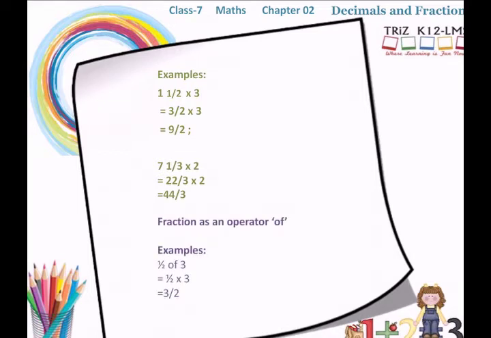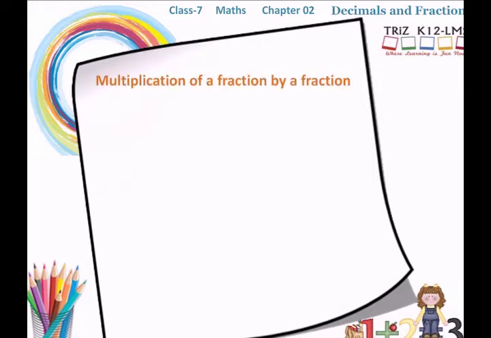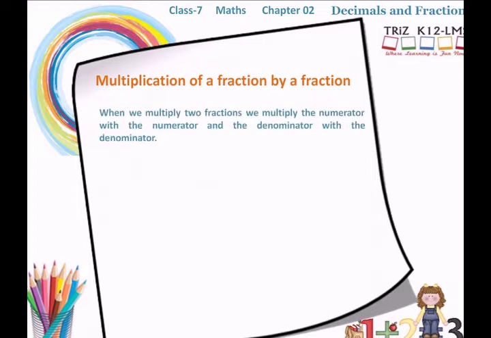Fraction as an operator 'of'. Examples: half of 3 is equal to half × 3 = 3/2. Multiplication of a fraction by a fraction. When we multiply two fractions, we multiply the numerator with the numerator and the denominator with the denominator. Product of numerators divided by product of denominators.